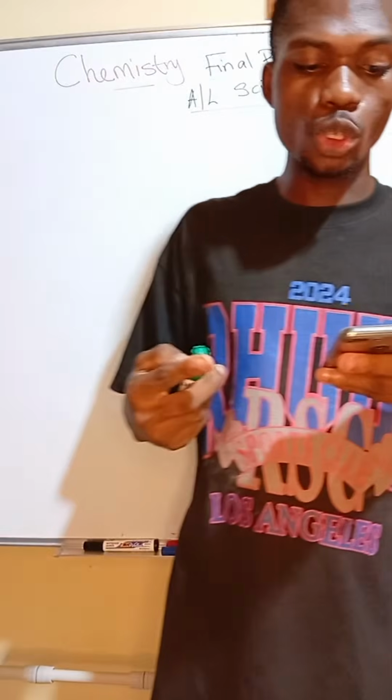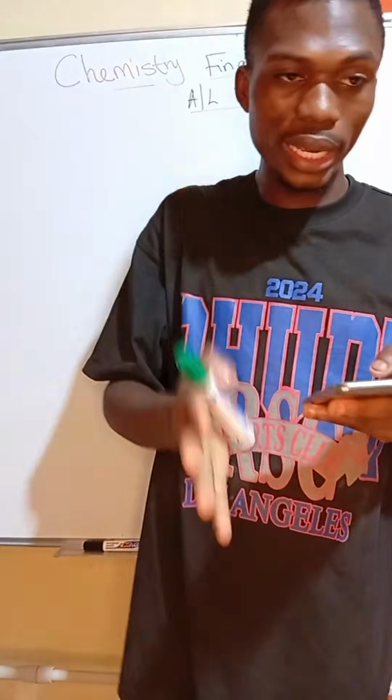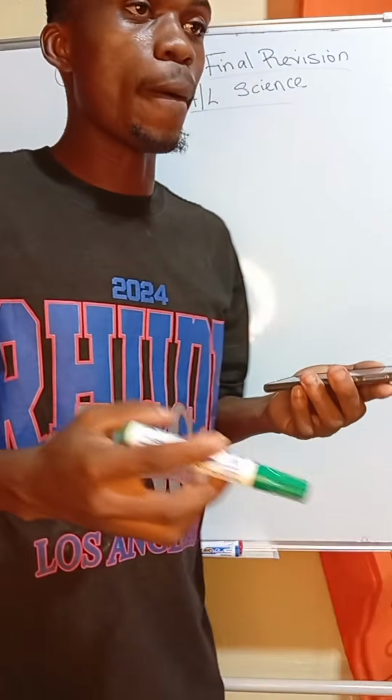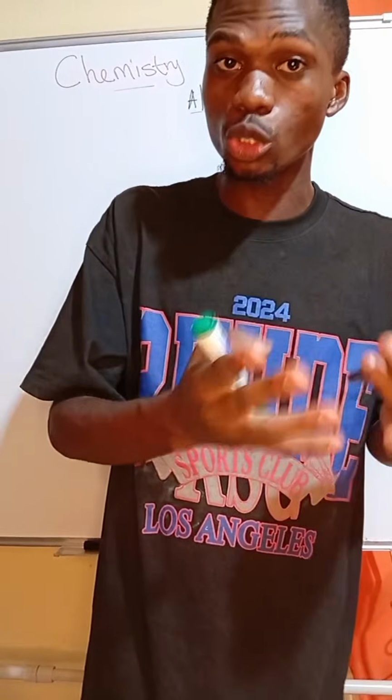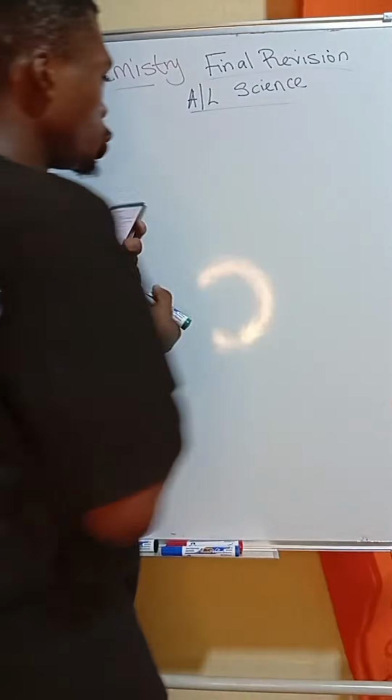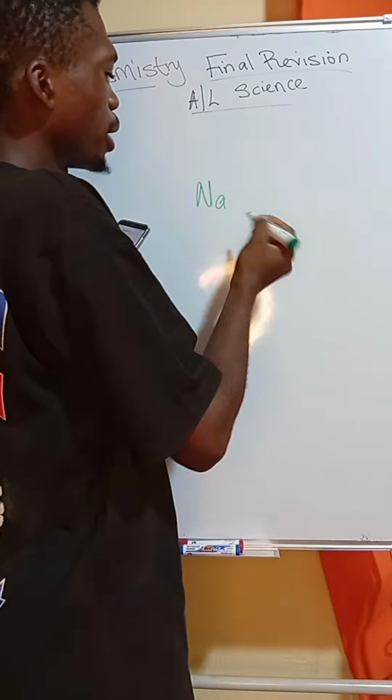It is already clear that the bonds in magnesium are stronger than the bonds in sodium. That is it. And what bonds are we talking about? Both magnesium and sodium are metals. So what does it mean? They have metallic bonds.